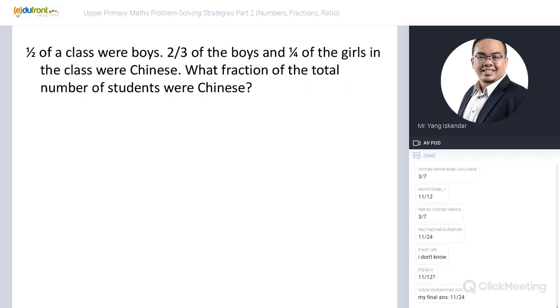Eleven over 12, no. 3 over 7, no. 7 over 12, no. 11 over 12, no. 3 over 7, no. Seventeen over 24, no. Eleven over 24, yes. Hey, who put 24 over 9? Cannot be. Yes, Ishak, very good.